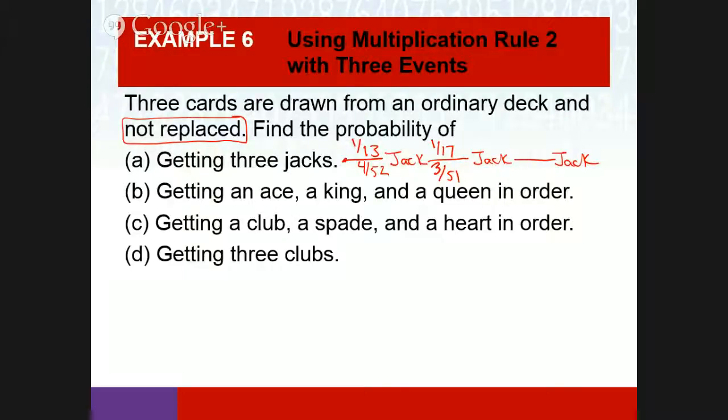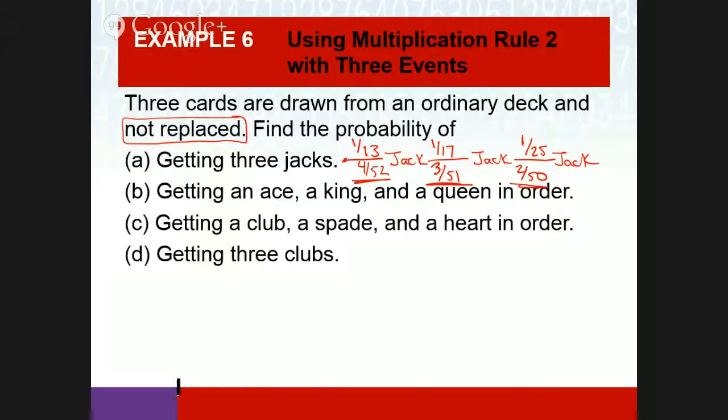Subtract the 1. Yeah, so there's 4 jacks, right? So if I got the first one a jack, I only have 3 left. Originally I have 52 cards, but I drew that first card, so now I only have 51 cards. A lot of times when you leave it like this, it's a little easier to see what's going on. What's the probability the next one's a jack? 2 out of 50, or 1 out of 25? Yep.